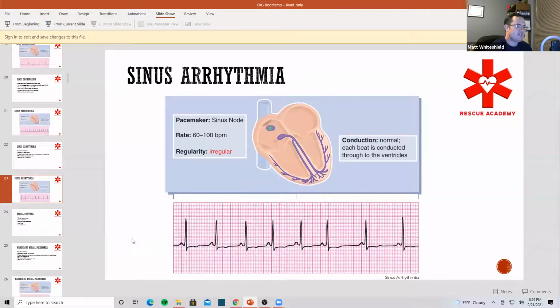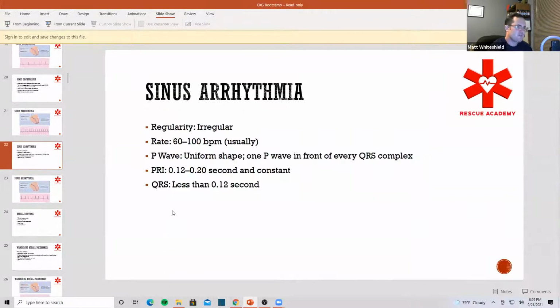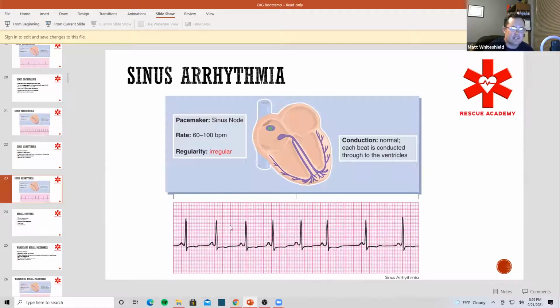Now let's take a look at sinus arrhythmia. First off, it's irregular, between 60 to 100 beats per minute. So it's kind of like a sinus rhythm. We still have a P wave. Everything looks like a normal sinus rhythm. The QRS, everything is sinus. The only thing that changes is the distance between R to R. You start seeing that there's difference and it becomes irregular.